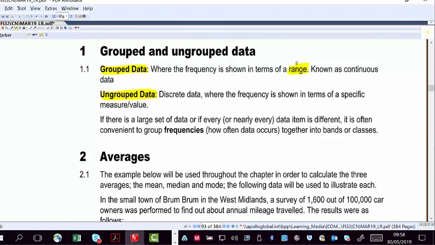Ungrouped data, on the other hand, is raw data that has been collected but not sorted into any group or class. Now normally, if there is a large set of data, it's often more convenient to group it into frequencies. And what we mean by that is grouping it together into either bands or classes. And as I said, we're going to see that below in the example that we're going to use throughout the chapter.